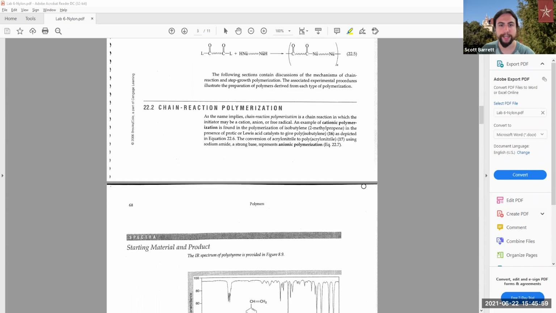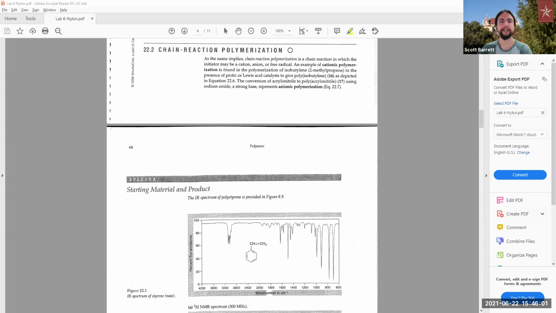And so getting down to the nitty gritty, the idea here with the chain reaction can also be known in a sense from like a cationic polymerization, which is found in the polymerization of isobutylene in the presence of a protic or Lewis acid catalyst to give polyisobutylene. So these catalysts, they have to be initiators. They have to start the reaction and or facilitate it. So it just depends on your activation energy and what is actually required in order to do this.